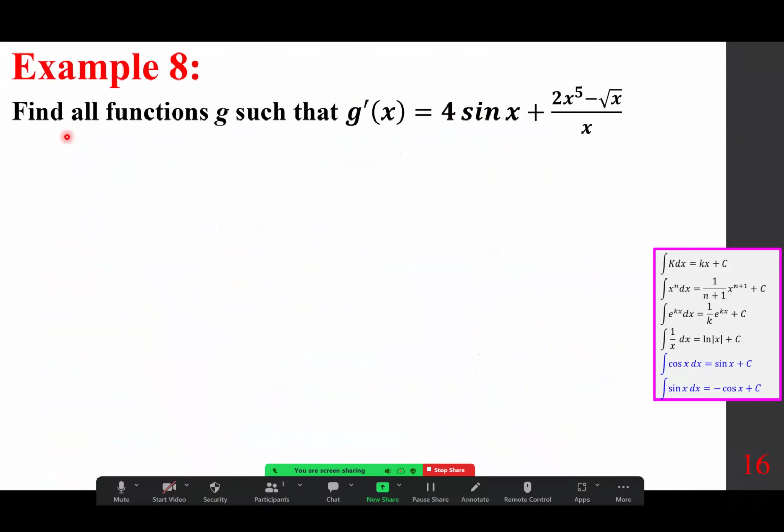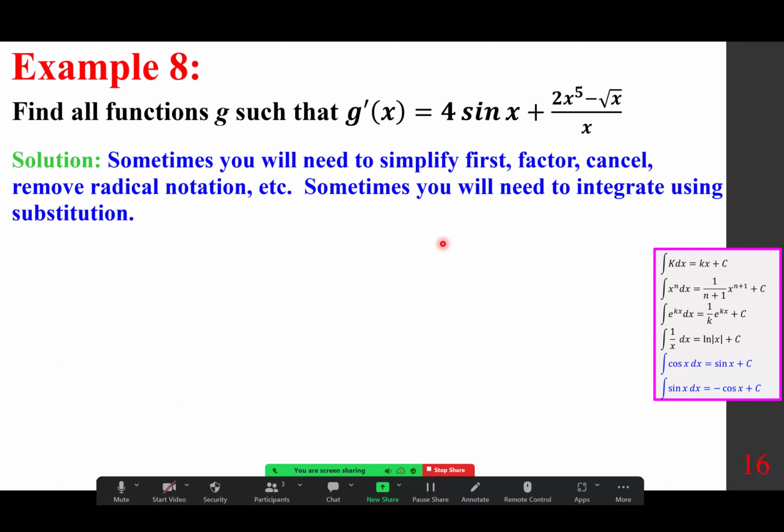Find all functions g such that g prime is 4 sine x plus 2x to the power of 5 minus square root of x over x. Solution. Sometimes you will need to simplify first: factor, cancel, remove radical notation, etc. Sometimes you will need to integrate using substitution.